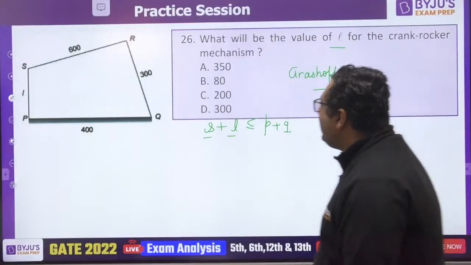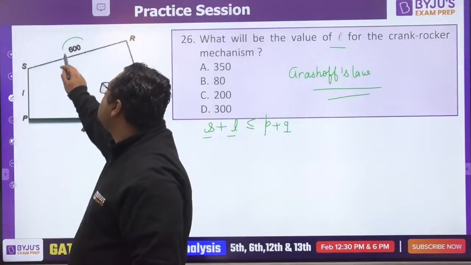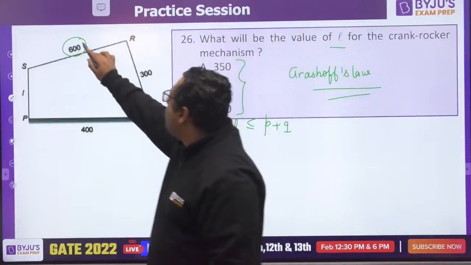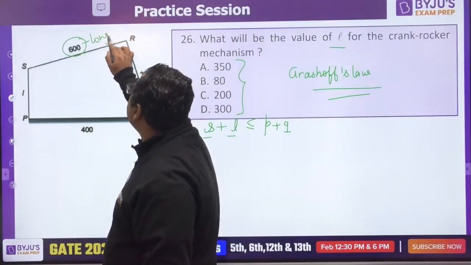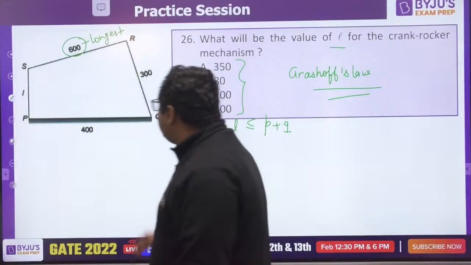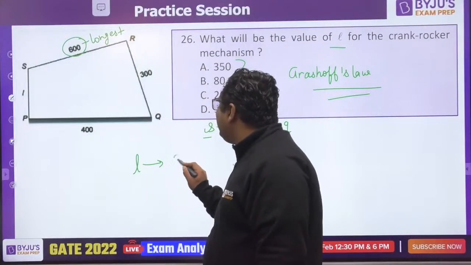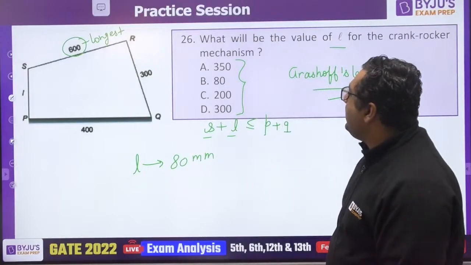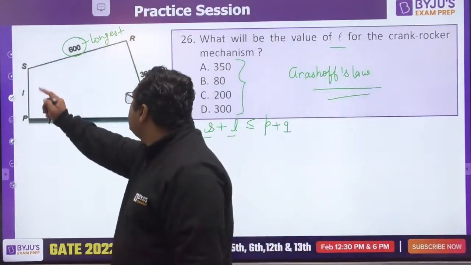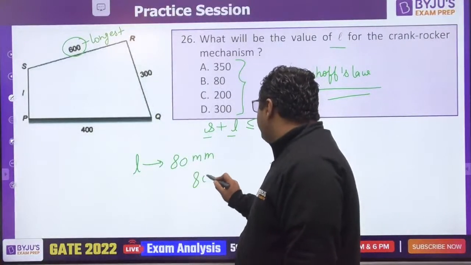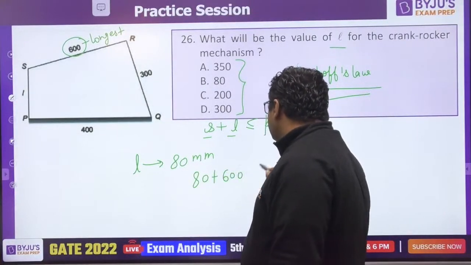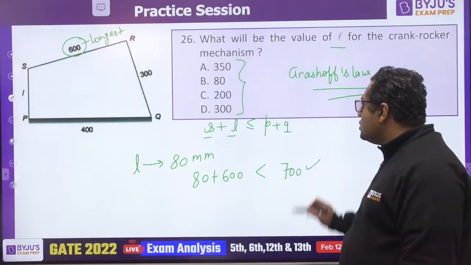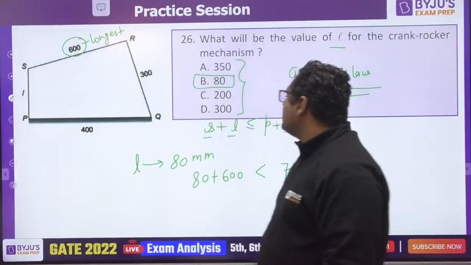Okay, so the point is, you can see here 600 is the link length and none of the options is more than 600, so it would become the longest link for sure. Now if this L would become 80 mm, then this would be the shortest link. Then 80 plus 600 should be less than 700. Yes, it is correct. So 80 is giving us the right answer.